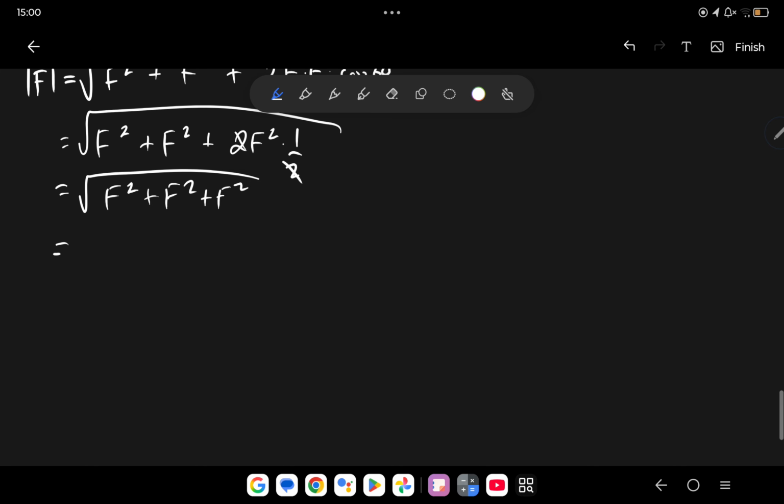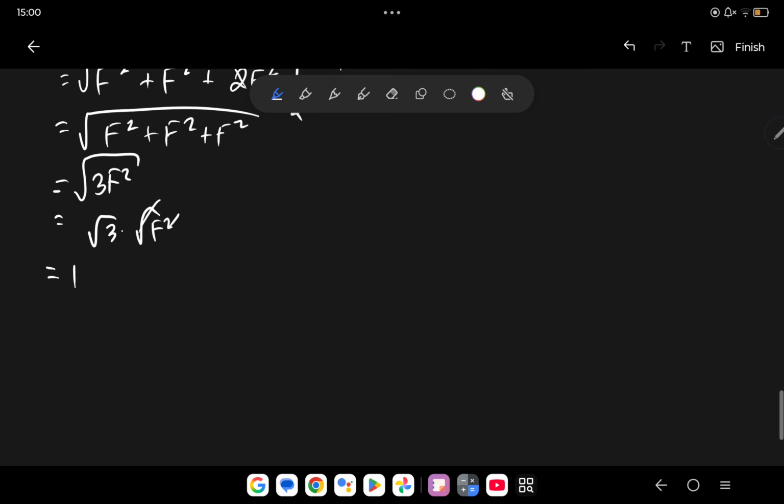Okay. Now let's add them up. We got 3F squared. And then it's going to be the square root of 3 multiplied by the square root of F squared, and this is squared, so it's gone. Now it's F times the square root of 3. And that's the resultant of the first. It's D! Very nice.